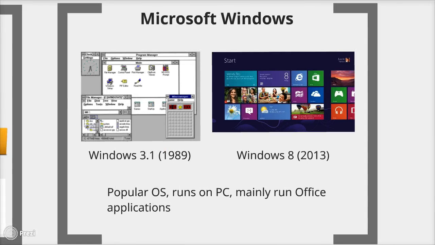And now let's look at some common examples of operating systems. The first one is the most popular OS in the history of computers, Microsoft Windows. This is Windows 3.1, which appeared in the year 1989. This is the first graphical user interface on the PC platform.